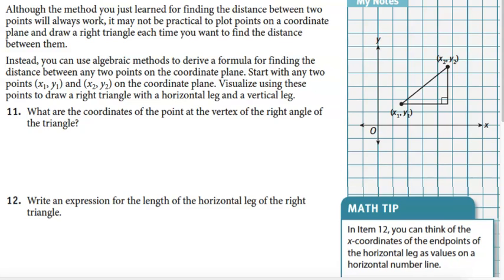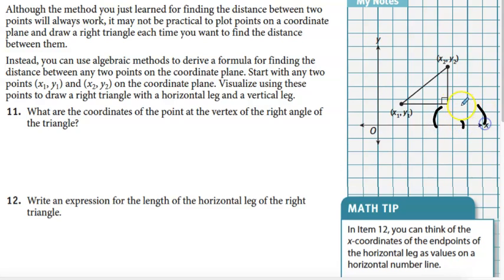So we're going to start with any 2 points, x1, y1, because it's our first ordered pair, and x2, y2, our second ordered pair on the coordinate plane. For example, I drew 2 points and drew a line in between them. We're going to visualize these points to draw a right triangle with a horizontal leg and a vertical leg. Back here I have my horizontal leg and my vertical leg up here. Number 11 says, what are the coordinates of the point at the vertex of the right triangle? So it wants me to come up with an ordered pair to represent this point.